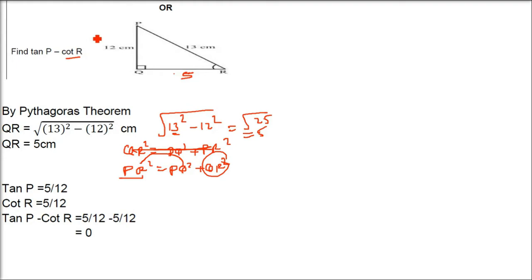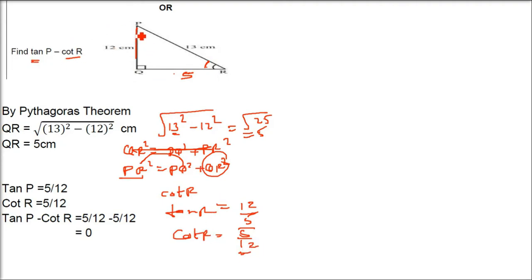Okay. Now we will use tan P and cot R. What is cot R? This is R. Let us find out tan R first. Tan R is perpendicular by base. Perpendicular is 12, base is 5. So tan R is 12 by 5. And what about cot R? If tan R is 12 by 5, cot R will be 5 by 12.